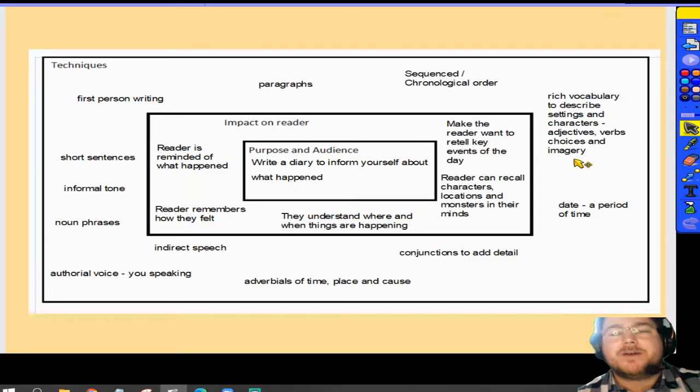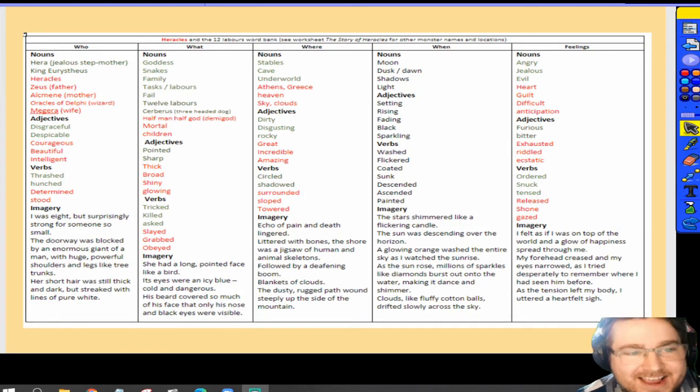And finally, the rich vocabulary, moving us on to the Heracles and the 12 Labours Word Bank. I'm stressing this to you because I know you just want to get on with your work. This is for you to gather ideas. This is for you to spell those tricky words. This is for you to use to magpie. Don't think of it as cheating. Don't think of it as someone else's work. You're just picking out ideas, and read through the imagery as well.